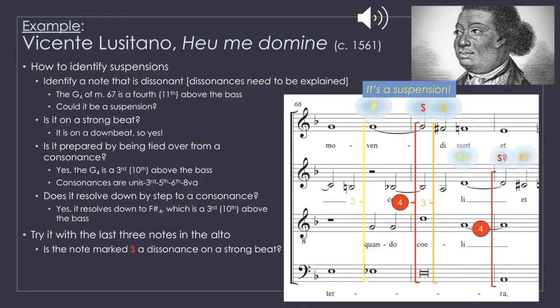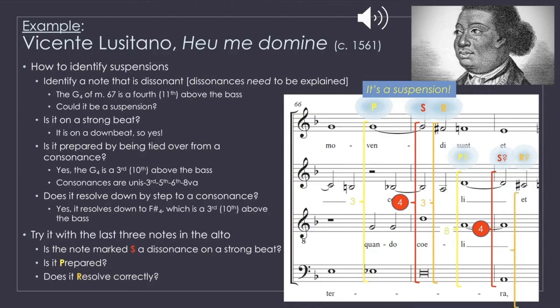So is the note that's marked S there a dissonance on a strong beat? And so it's a dissonance, it's a D against the A in the bass, and it's on the downbeat again. So yes, it is a dissonance. Then we can say, could that kind of dissonance be a suspension? Is it prepared? Yes, the D is tied over from the previous bar, and that D that's tied over is an octave above the bass note. Notice that bass note, right, that's holding on for that whole bar. So the bass note is still going. So the D in the alto is an octave above the bass note.